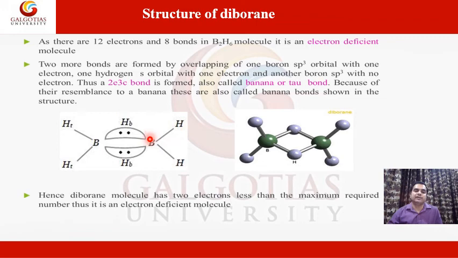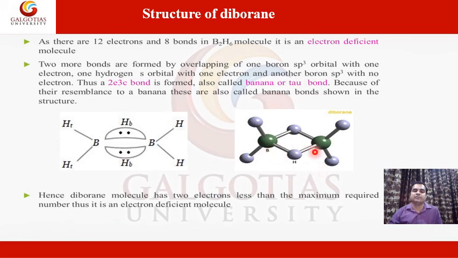That is, one electron from the sp3 hybridized boron and one electron from the 1s of hydrogen. When they do head-to-head overlapping, they form the two-centered two-electron normal bond. So in the case of diborane, we have four normal two-centered two-electron bonds, and this is another structure represented by a ball and stick model.